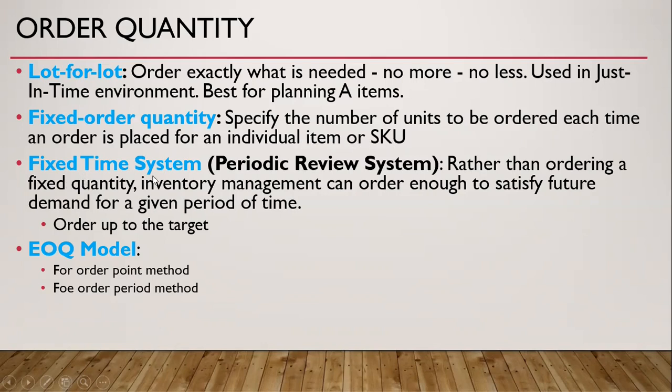Then there is a fixed time system or periodic review system. Rather than ordering a fixed quantity, inventory management can order enough to satisfy future demand for a given period of time. Here we order up to a target level, and it is known as order up to the target level. Then there is the economic order quantity approach, and it is applicable for both replenishment policies, order point and order period policies.